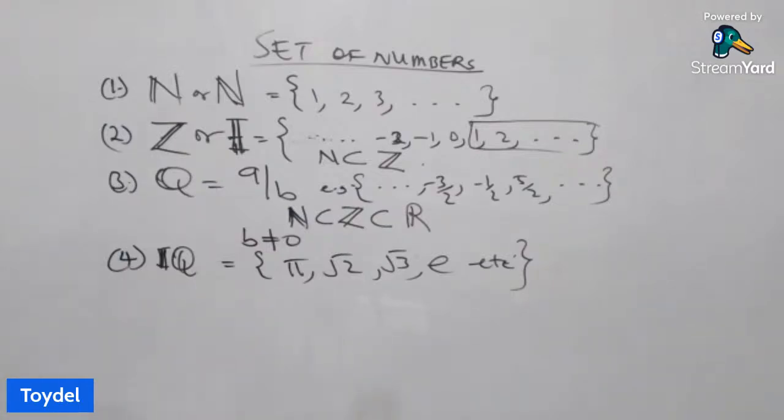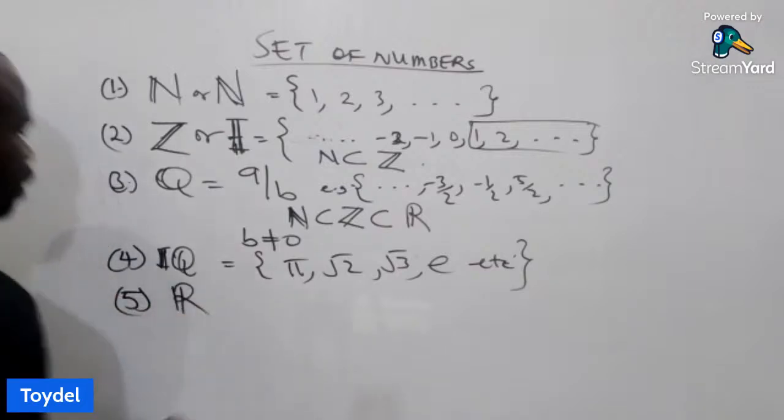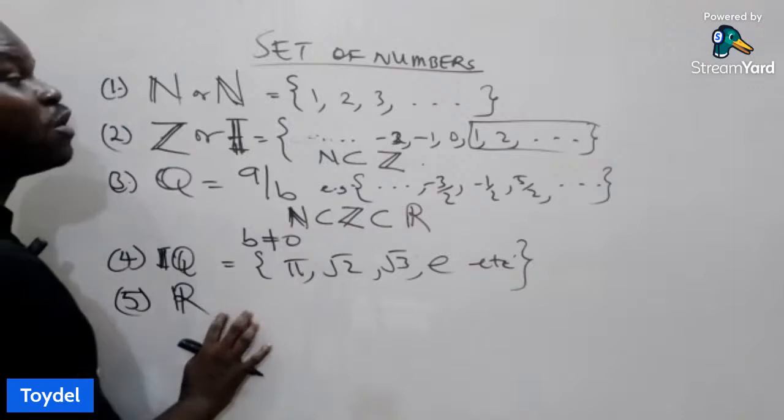Then the largest set are called the real numbers. This is the real numbers, which includes any number you can think of. Real numbers are like the mother set, like the universal set.